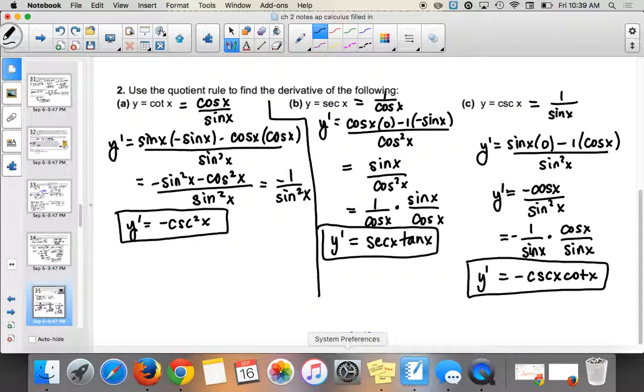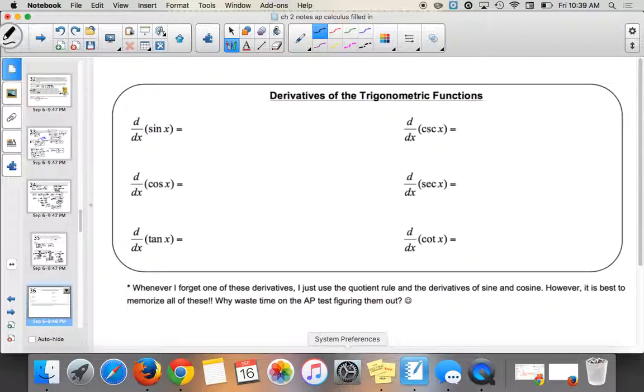All right, next page. Or next part. I don't know if you guys are on another page. All right, so you have all of the derivatives. So this is, like I said, pretty important because on the AP test, all of it's timed, so you have to know how to quickly do these things. You shouldn't be deriving these every single time.